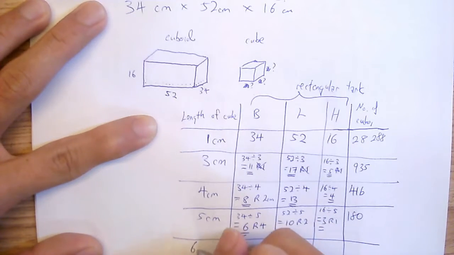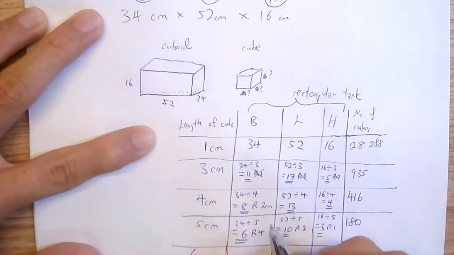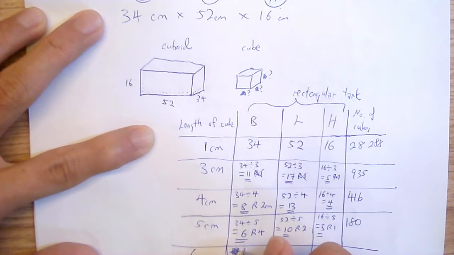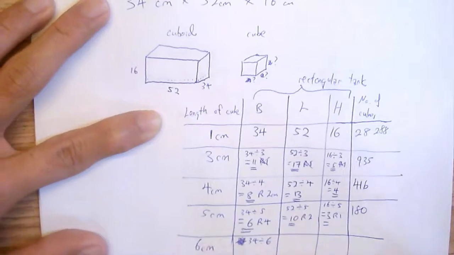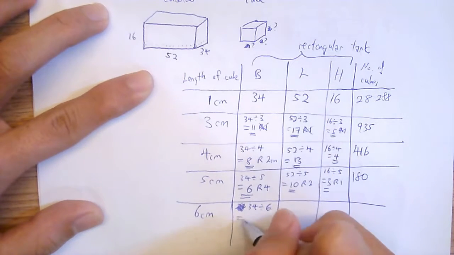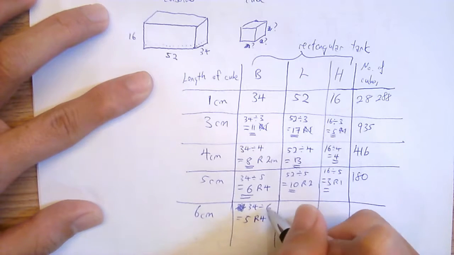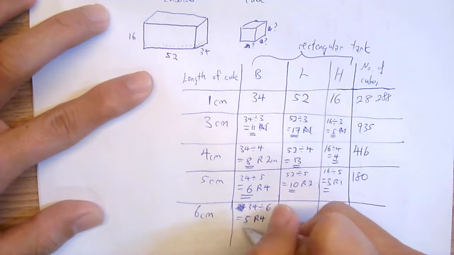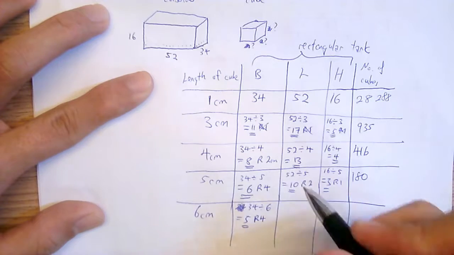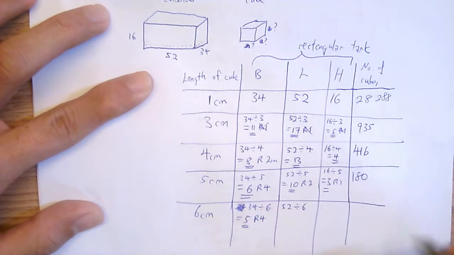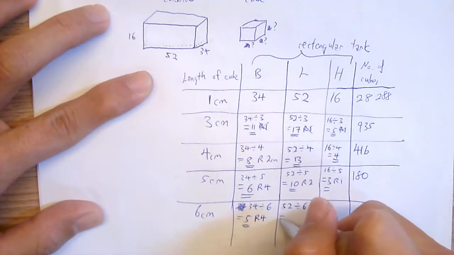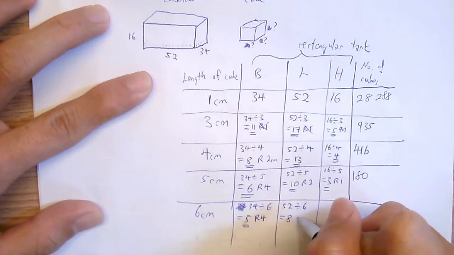Okay, 6 cm. How many 6 cm cubes can I put in 34? 34 divided by 6, that will give us 5, remainder 4. Correct? Yeah, 5, remainder 4. Great. Okay, so we're getting closer. So underline the one that we want to multiply. Now, 52 divided by 6, that will give us 8, remainder 4.